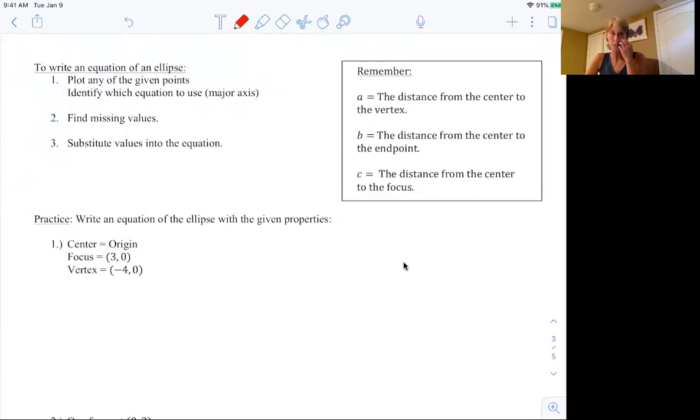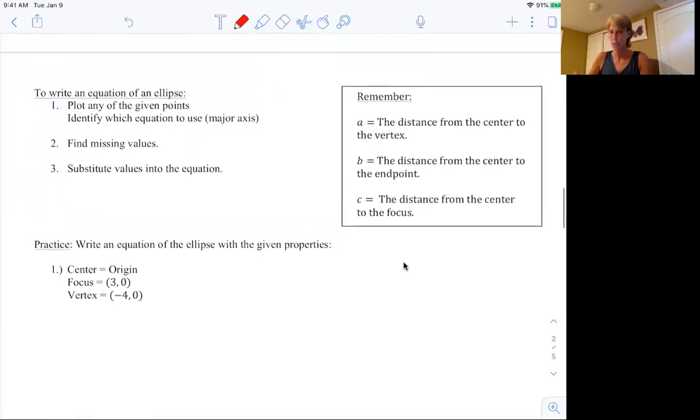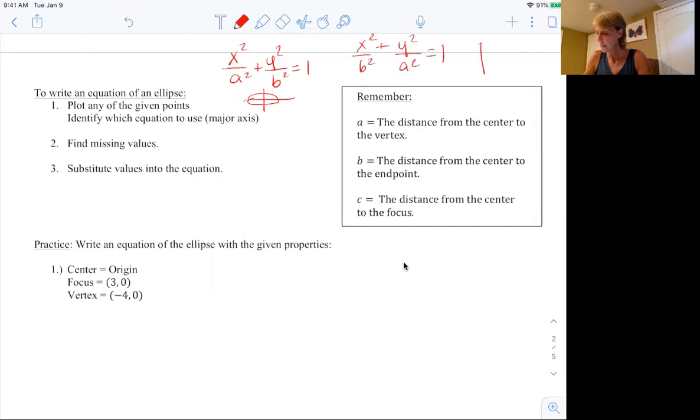Well, I'm going to plot any of the given information. I want to identify which equation to use. Now remember, we have 2 versions. X squared over A squared plus Y squared over B squared equals 1. And that's when my ellipse is flat. My major axis is parallel to the x-axis, and my ellipse lies vertically, or my major axis is parallel to the y-axis.